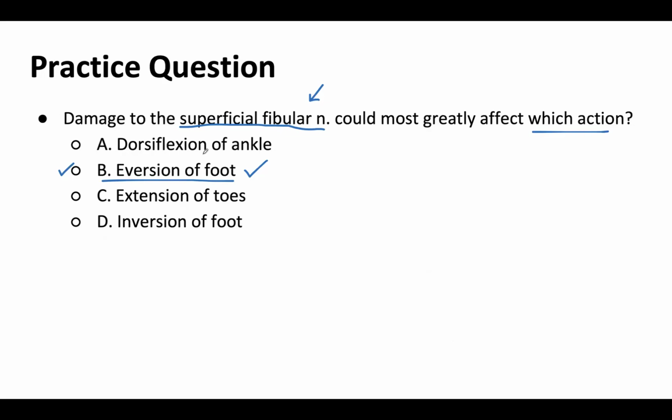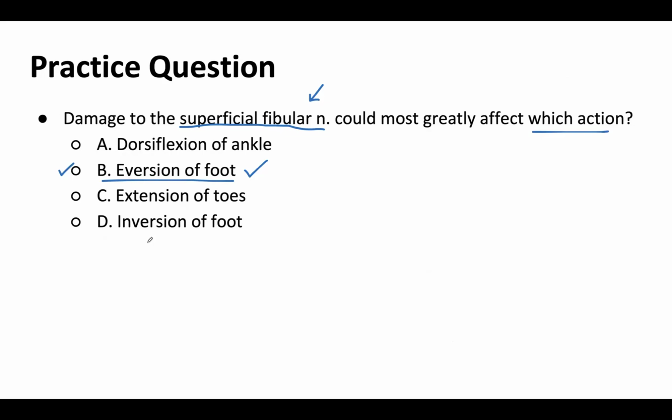Looking at these other answer choices, what compartment has the dorsiflexors of the ankle? That would be the anterior compartment of the leg. And what innervates that compartment? The deep fibular nerve. Very good. I know you got that right. Which compartment or compartments have the muscles that extend the toes? Well, that's actually two different compartments. You have the anterior compartment of the leg as well as the dorsal muscles of the foot, but both of those are innervated by the deep fibular nerve.